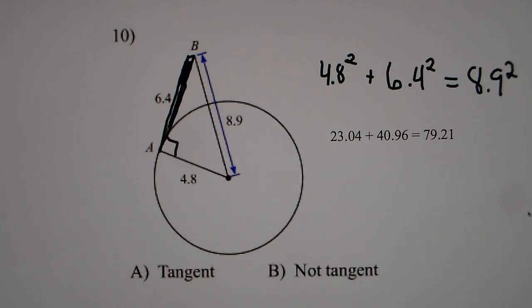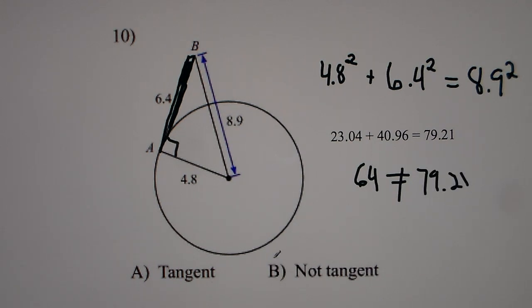When we add 23.04 and 40.96, add those two together, we get 64, and 64 does not equal 79.21. So 64 does not equal 79.21. Since they don't equal each other, it's not tangent.